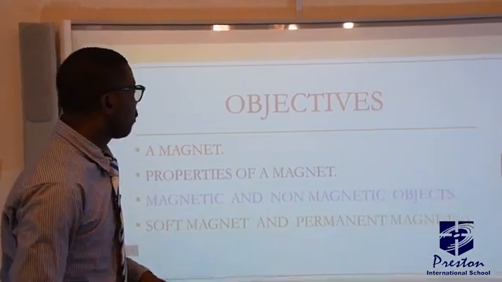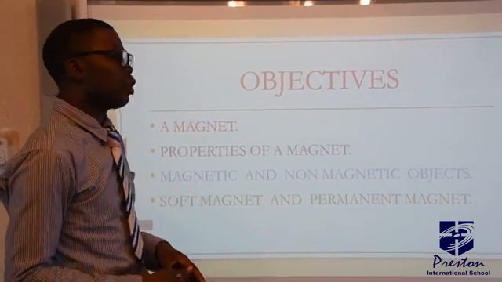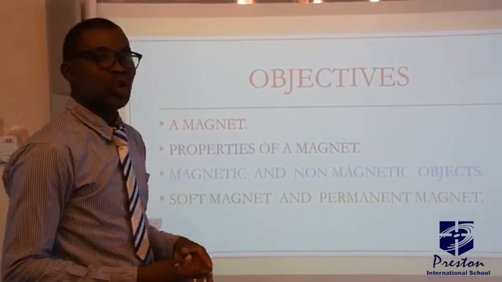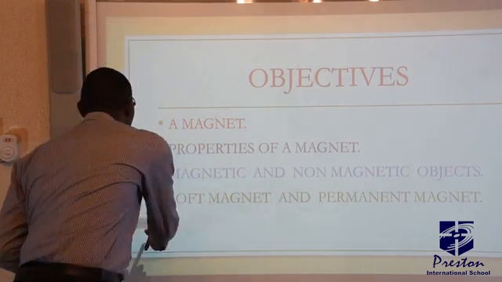I'll look at these objectives today. First, a magnet. Second, properties of a magnet. Third, magnetic and non-magnetic objects. And then fourth, we look at soft magnets and permanent magnets.